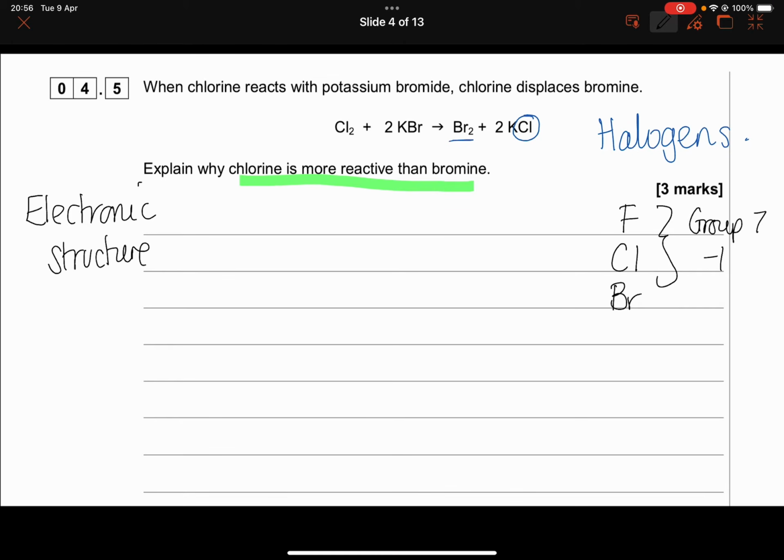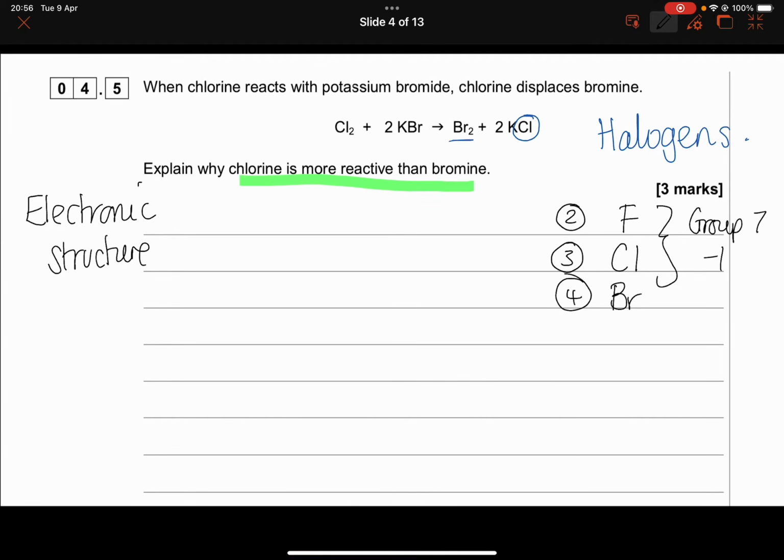That means they need to gain electrons to get that full outer shell. As you go down the group, the number of shells increases by 1 each time. So fluorine has got 2 shells, chlorine has got 3 shells, bromine has got 4 shells. The only difference between chlorine and bromine in the electronic structure is the number of shells. They both need to gain 1 more electron to get that full outer shell. So what must be causing the difference in the reactivity is the fact that bromine has 1 extra shell.